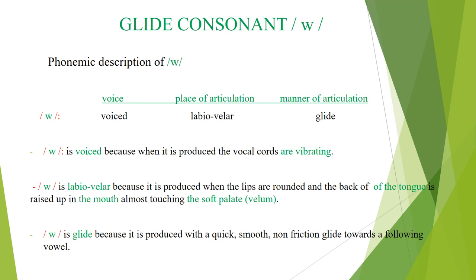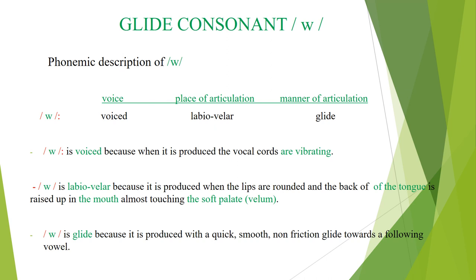The second glide consonant is wa. The phonemic description of wa. With regards to voice, wa is voiced because the vocal cords are vibrating when it is produced. With regard to the place of articulation, wa is labiovelar because when it is produced, the lips are rounded and the back of the tongue is raised up in the mouth, almost touching the soft palate, the velum. With regards to manner of articulation, wa is glide because it is produced with a quick, smooth, non-friction glide towards a following vowel. It is always followed by a vowel.